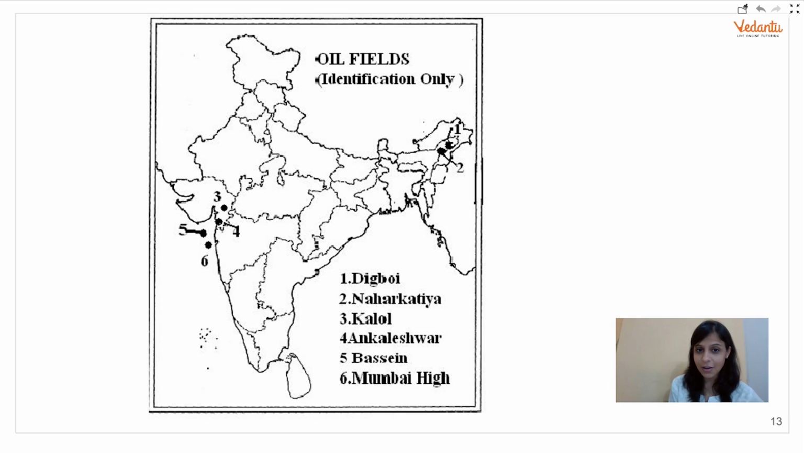You can observe here. Then you have Kalol. Kalol is in the state of Gujarat. Apart from Kalol, you have one more, that is Ankleshwar. Kalol is right above Ankleshwar right here. You can see this bump coming out from the state of Maharashtra. Right next to this bump you have Kalol. Then here you have Ankleshwar. This is point number 5 basin, and finally point number 6 is Mumbai High.